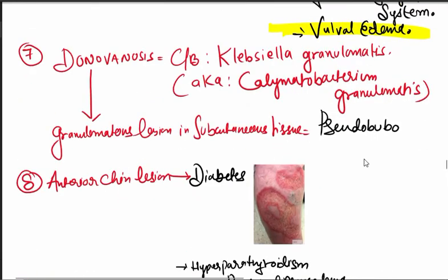So next one is donovanosis. Here there is no lymph node involvement. This is caused by Klebsiella granulomatis, also known as Calymmatobacterium granulomatis. It causes granulomatous lesions in the subcutaneous tissue that is known as pseudobubo.